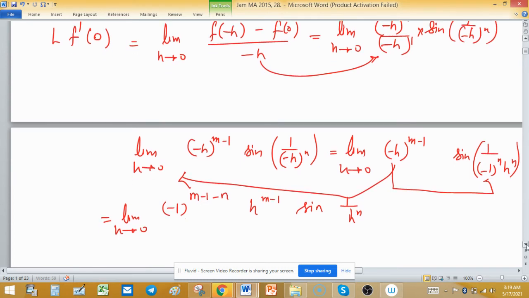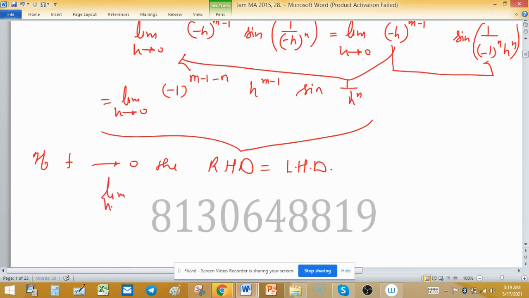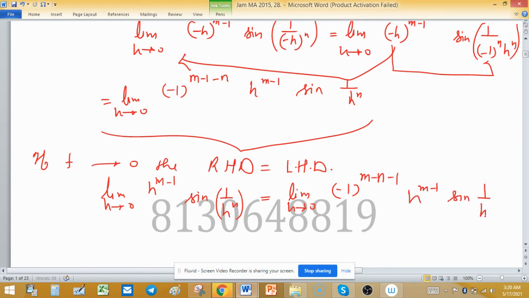So the expression we obtained from the left hand derivative is this one, and earlier we obtained the expression for the right hand derivative. If we consider the function is differentiable, then we can easily find the condition over m and n. So if f is differentiable at 0, then the right hand derivative limit will equal the left hand derivative limit. This is equal to limit h tends to 0 of h^(m-1) sin(1/h^n), and this is equal to limit h tends to 0 of (-1)^(m-n-1) h^(m-1) sin(1/h^n).